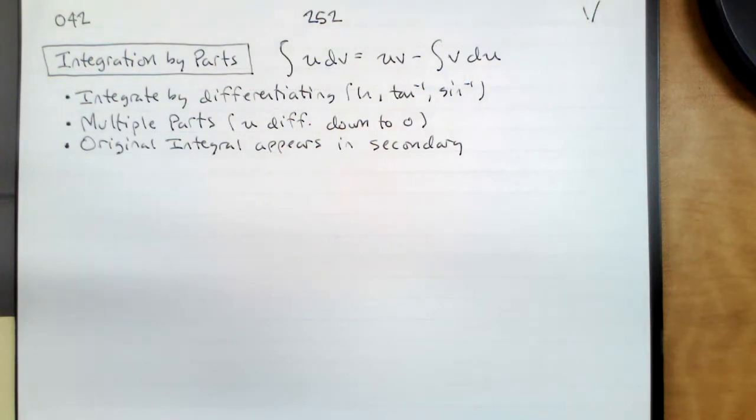Then we noticed that some problems are going to require multiple applications of parts, multiple parts. And this is where we can differentiate u down to 0. So if one of the factors will differentiate down to 0, that might be the strategy for integration by parts.